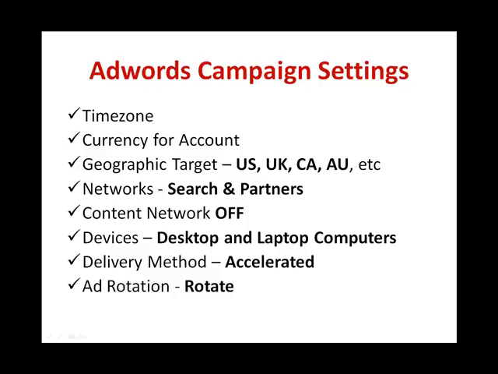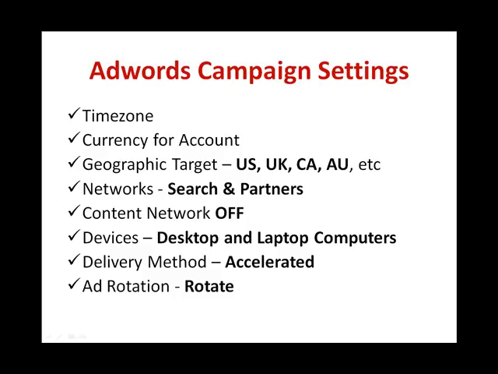For networks, choose search and partners. Always remember to keep the content network off unless you decide to do a placement campaign. Content network can be extremely costly if you do not target the right sites to place your ads in. However, when you start out, just use search and partners and keep the content network switched off. For devices, select desktop and laptop computers.